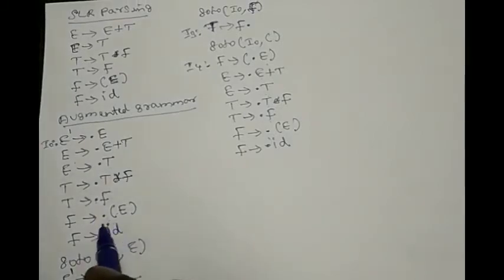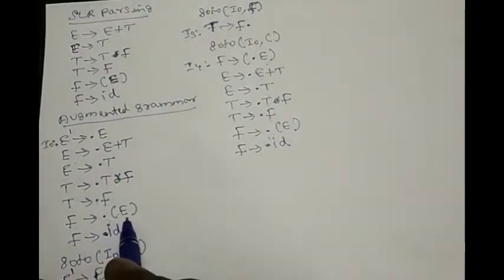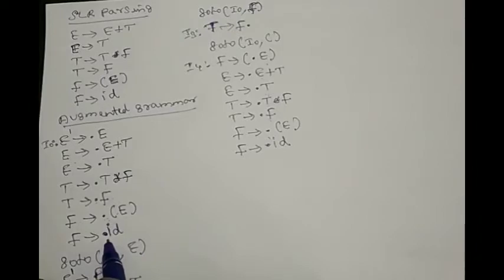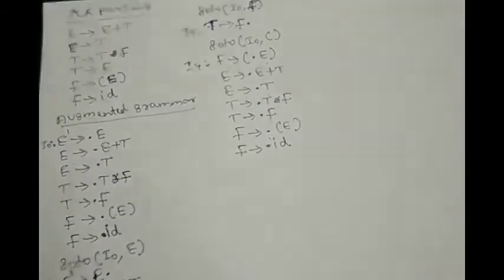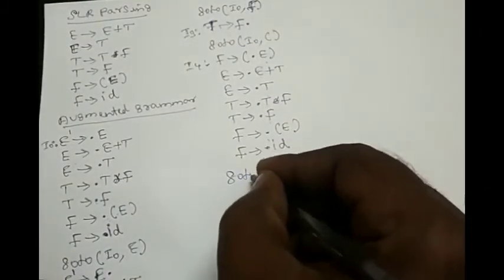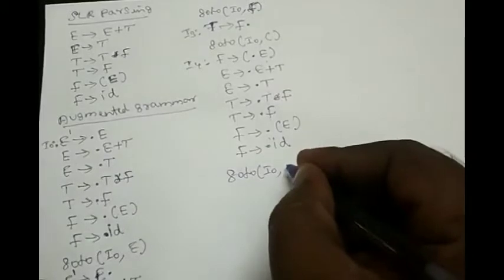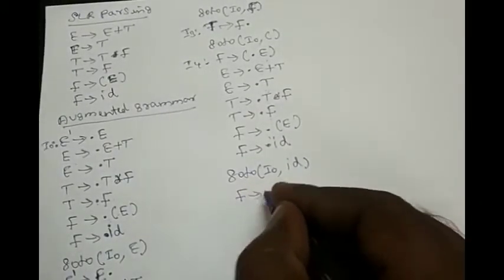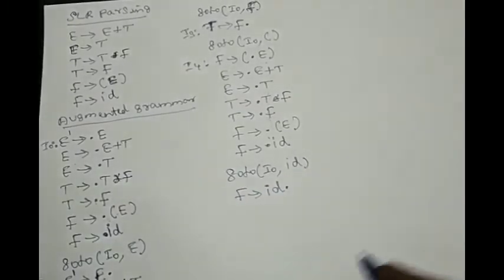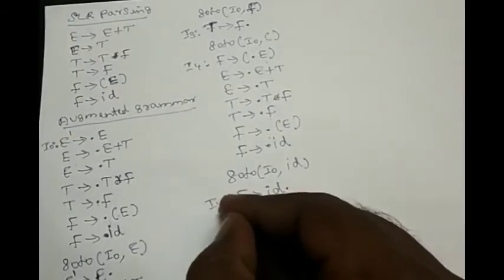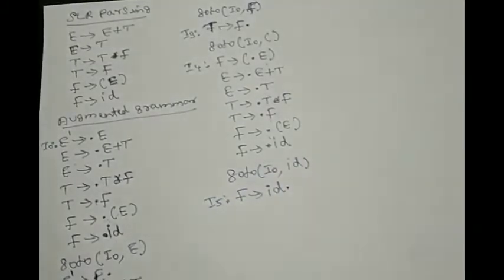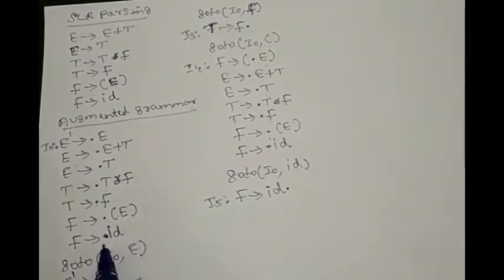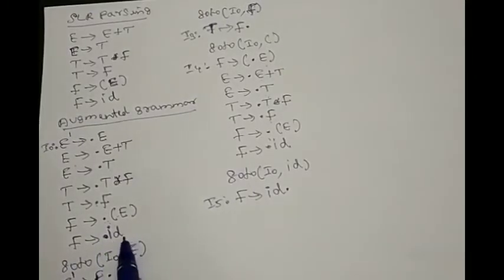Now when you go for items at 0, we have evaluated this open bracket. Now come to items at 0 where the dot is before id here. This has to be processed here. So we write go to of items at 0 comma id. The production will become F tends to id dot. This set is named item set 5. There is no other set with F tends to id dot here. Now when you take up items at 0, everything has been processed.